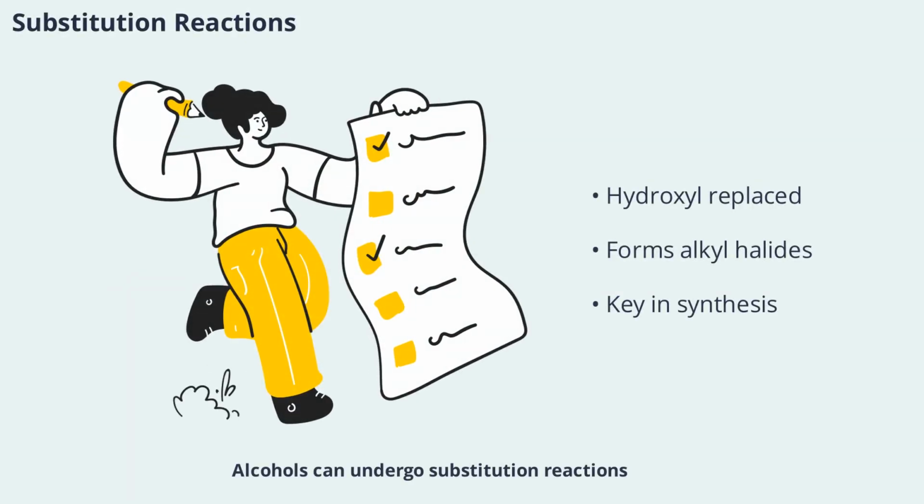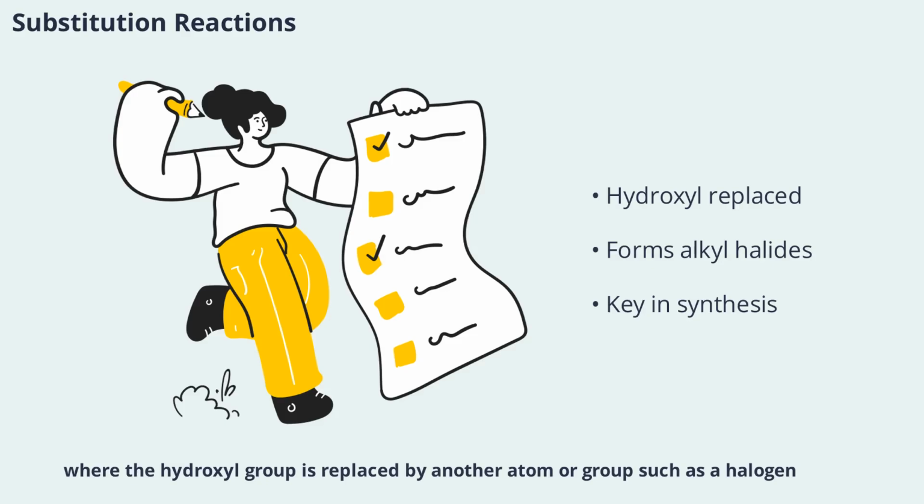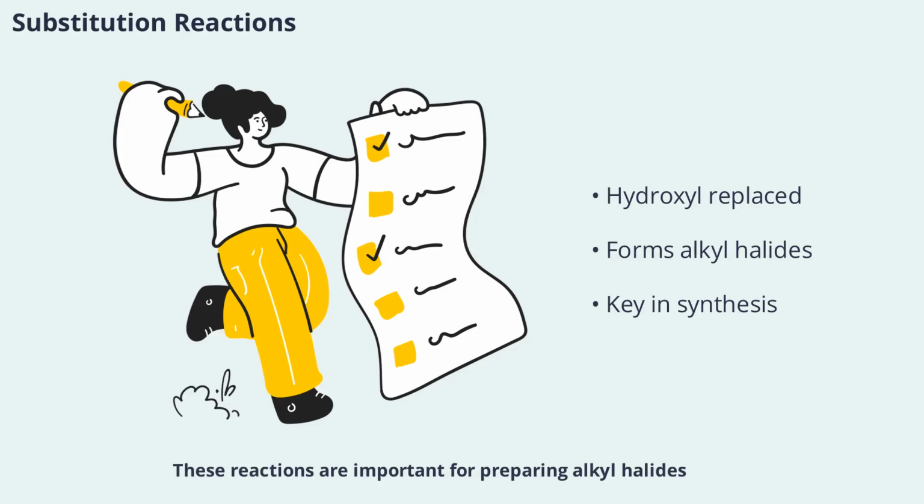Alcohols can undergo substitution reactions, where the hydroxyl group is replaced by another atom or group, such as a halogen. These reactions are important for preparing alkyl halides, which serve as intermediates in the synthesis of many organic compounds. Substitution reactions expand the utility of alcohols in chemical manufacturing.